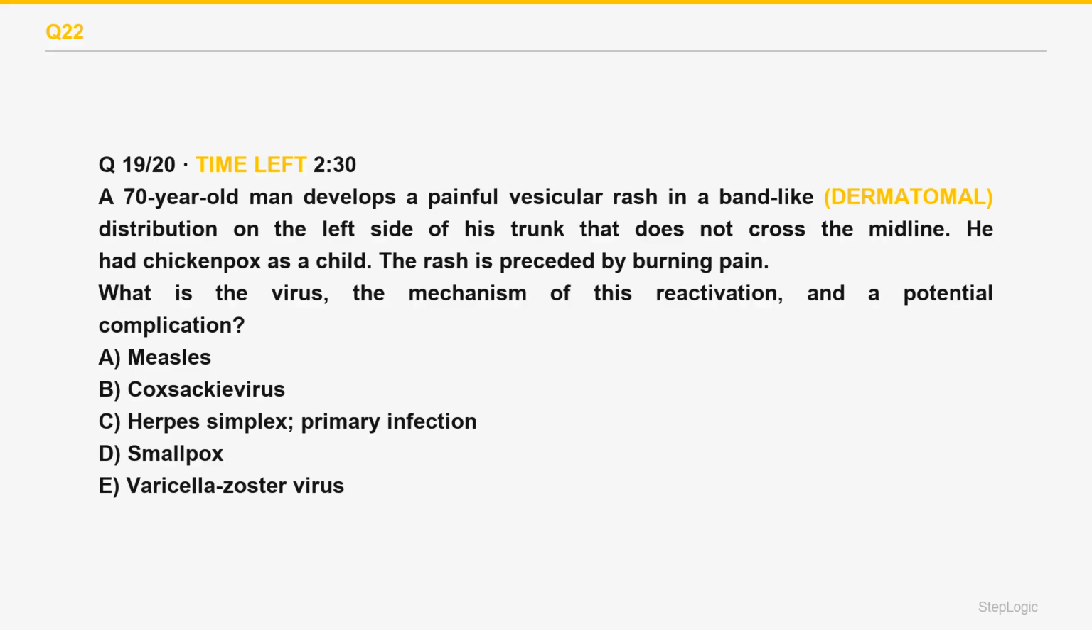What is the virus, the mechanism of this reactivation, and a potential complication? A 70-year-old man develops a painful vesicular rash in a band-like dermatomal distribution on the left side of his trunk that does not cross the midline. He had chickenpox as a child. The rash is preceded by burning pain. Read the command: virus, mechanism, complication. Dermatomal vesicular rash, prior chickenpox, reactivation, varicella zoster, latent in dorsal root ganglion, postherpetic neuralgia.